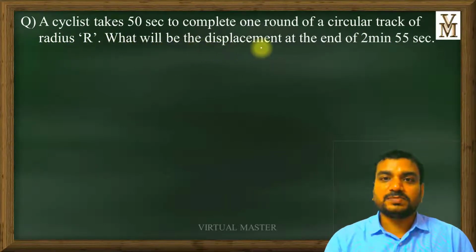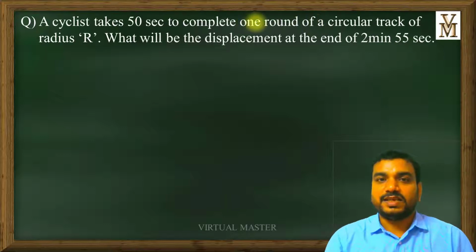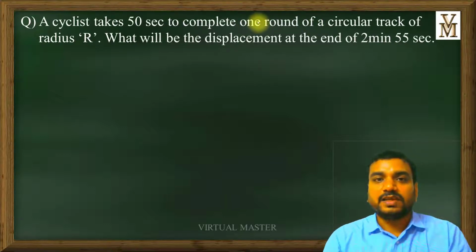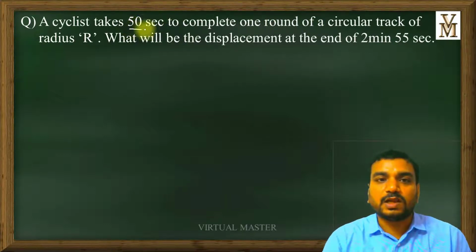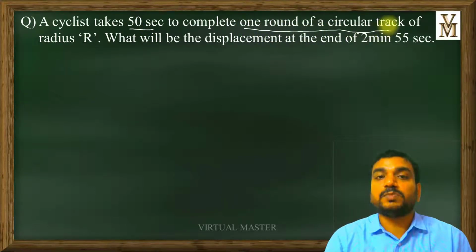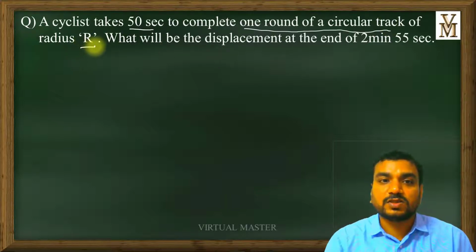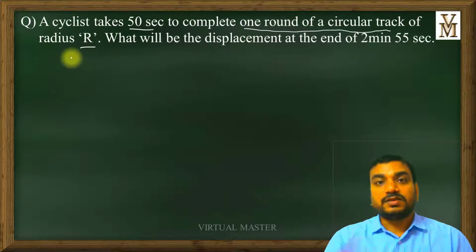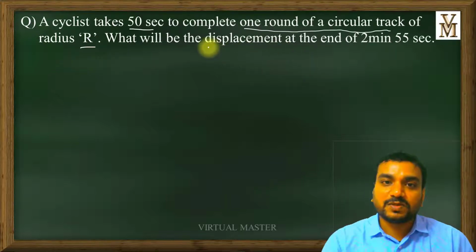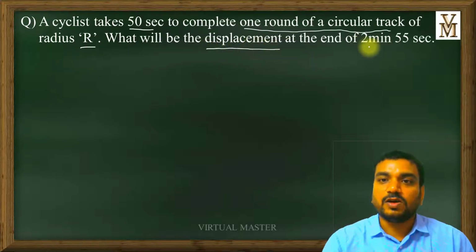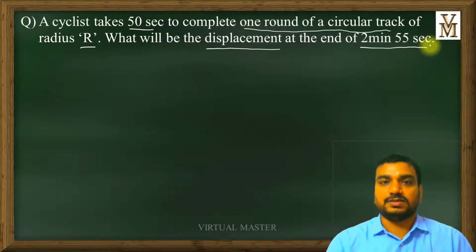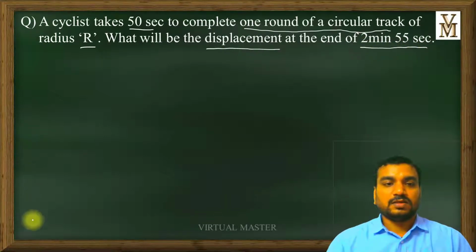What will be the displacement at the end of 2 minutes 55 seconds? Okay, what is given? A cyclist is there. He is taking 50 seconds to complete one round of a circular track, and that circular track has a radius of capital R, and we have to find the displacement of the cyclist at the end of 2 minutes 55 seconds.